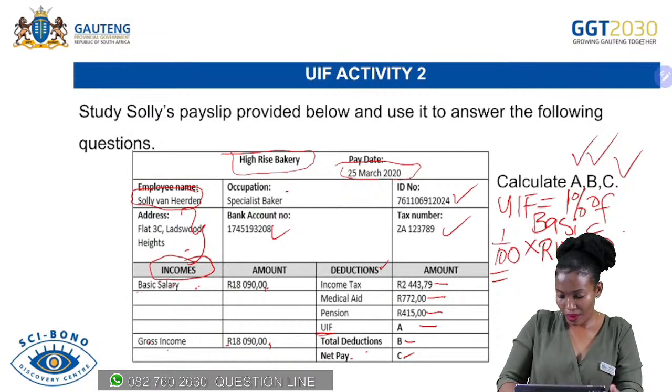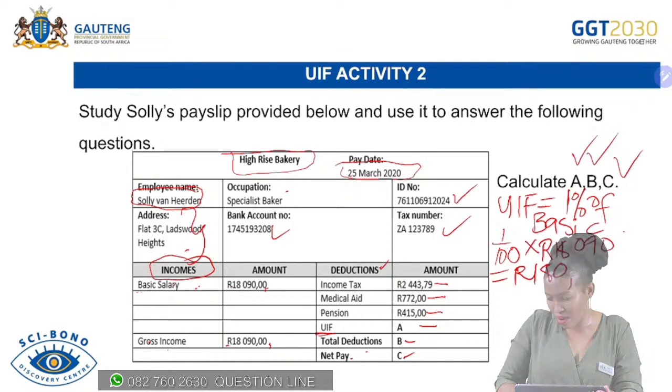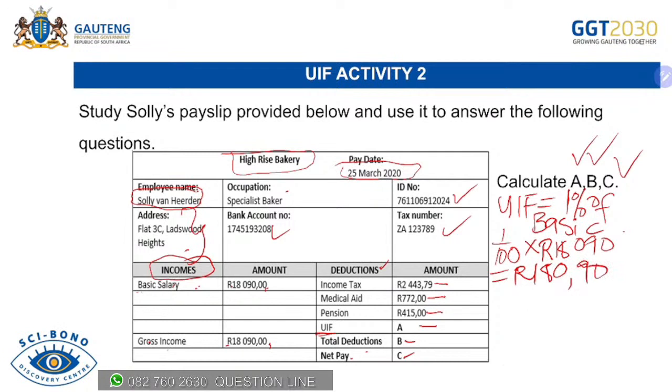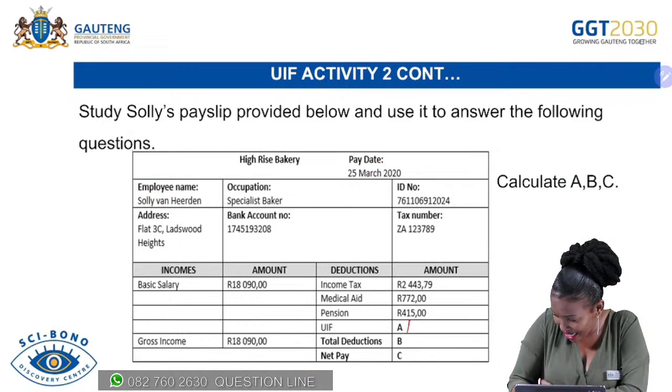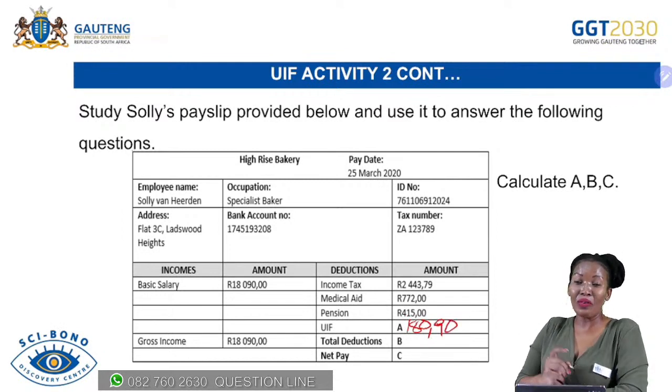I'm getting 180 and 90 cents. It's something that I could have thought about, but it's fine. Because I'm a Maths Lit teacher, I'm allowed to depend on my calculator. So the answer that I'm getting is 180 and 90 cents. So that is our UIF payment. I hope you guys also got the same answer there. So I'm going to write it here. It's 180 and 90 cents. That is the value of A.